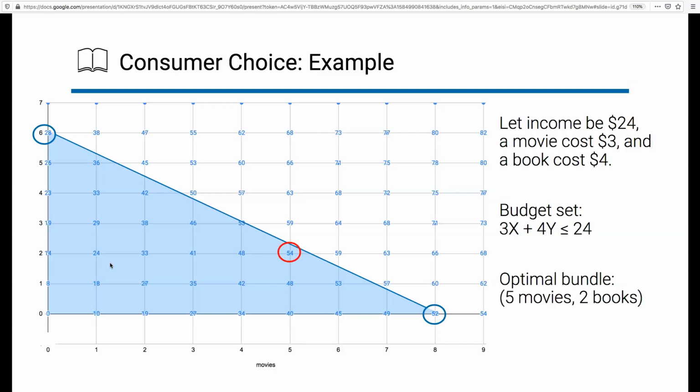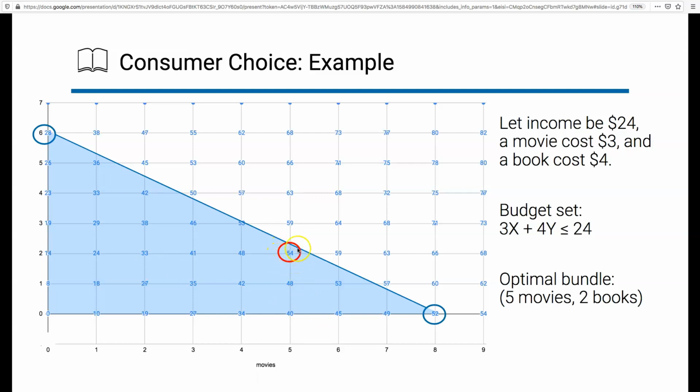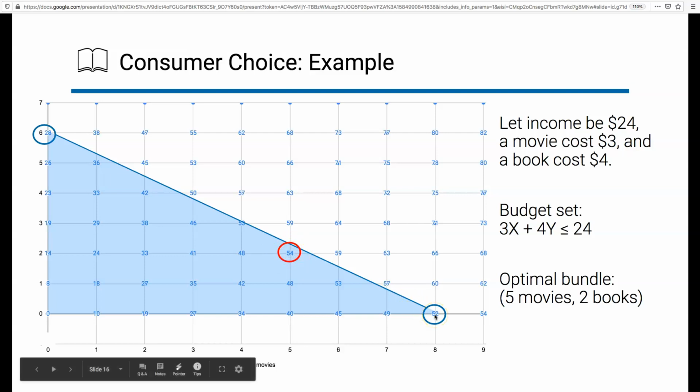Now, what is the optimal bundle here? Using the decision rule that I proposed, we should choose the bundle with the highest utility within the budget set. And this is the bundle with utility 54, because you can see, well, you get 52 if you are only buying movies, 53 if you bought 4 movies and 3 books, and 54 if you bought 5 movies and 2 books. Because I'm looking at the discrete case, 54 is not exactly on the budget line.